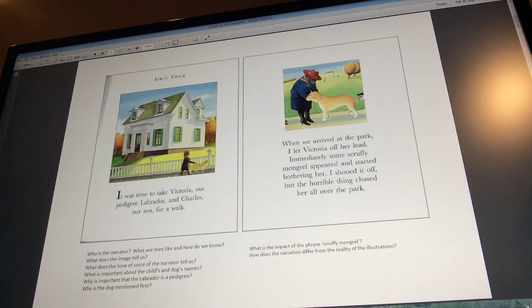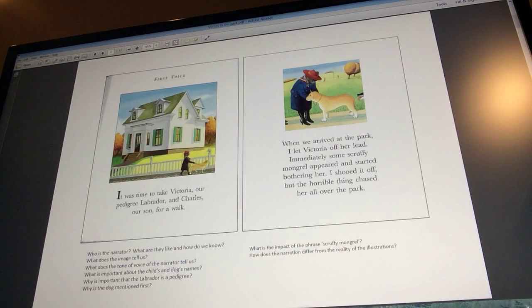Even the complex nature of the sentence. If we talk grammatically, this is a compound complex sentence. It's got two main clauses. It was time to take Victoria for a walk. And she adds the information about Charles and the Labrador. So there's actually three clauses here. And the two middle clauses, the Labrador and Charles, are embedded inside the first one. So it's a complex sentence. So it means that she's quite sophisticated in the way that she talks, and that helps establish the tone.